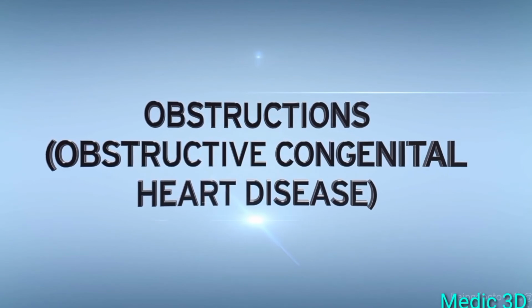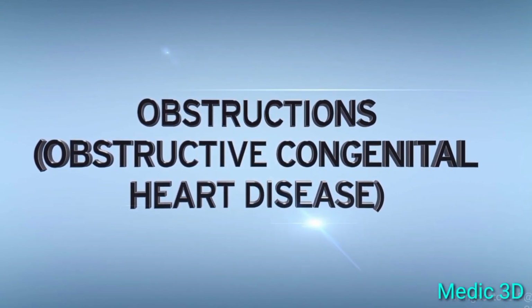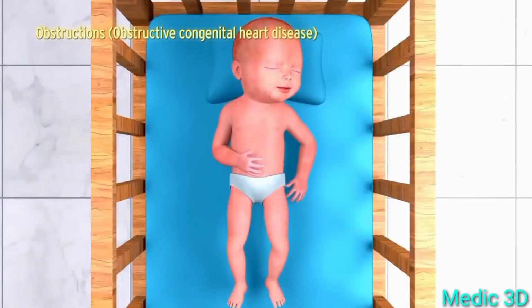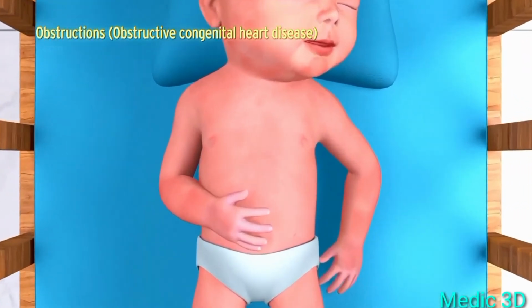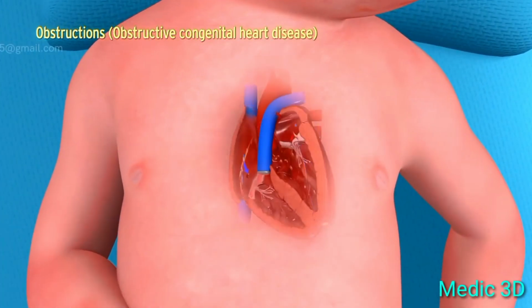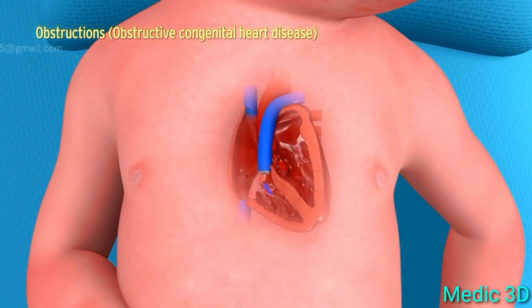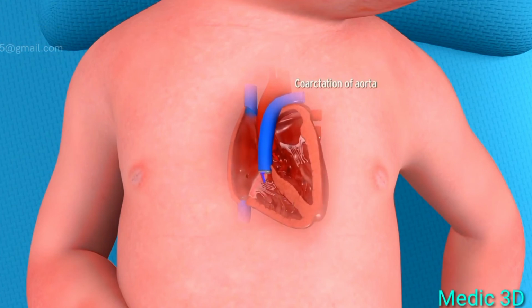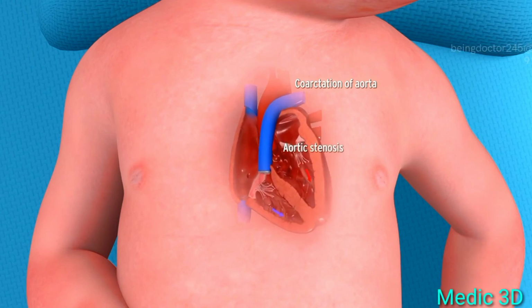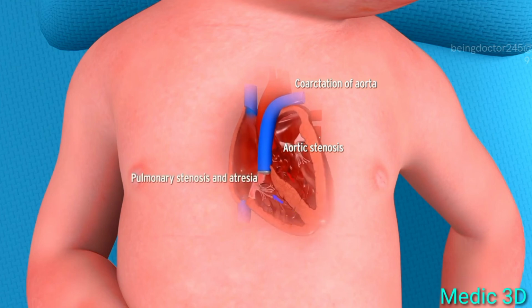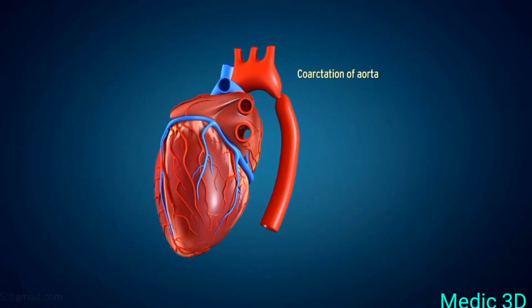Obstructions. Obstructive congenital heart disease. Blood flow obstructions may result from obstructions in the aorta due to narrowing, that is, coarctation of aorta, obstruction to outflow from the left ventricle, that is, aortic stenosis, and right ventricle, that is, pulmonary stenosis and atresia. Coarctation of aorta.